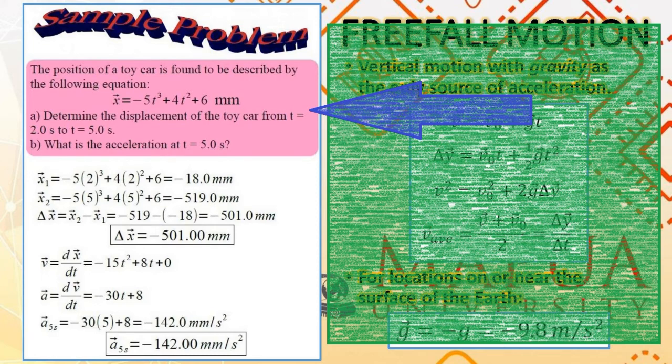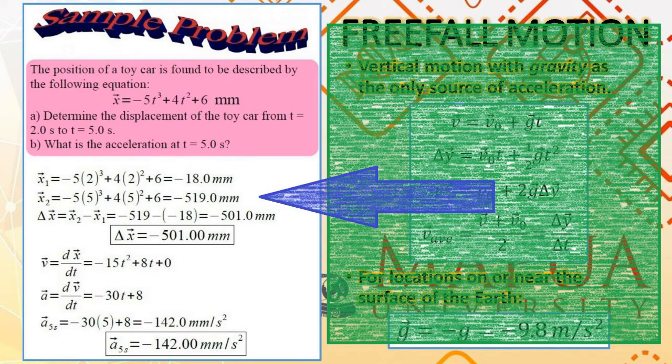And now we move on to the last example. So consider the following problem. The position of a toy car is found to be described by the following equation. x is equal to negative 5t cubed plus 4t squared plus 6. And the unit for x is millimeters. Determine the displacement of the toy car from t is equal to 2 seconds to t is equal to 5 seconds. At the 5-second mark, what is the acceleration of the car?